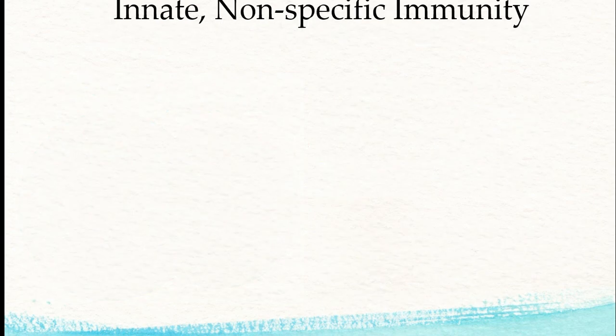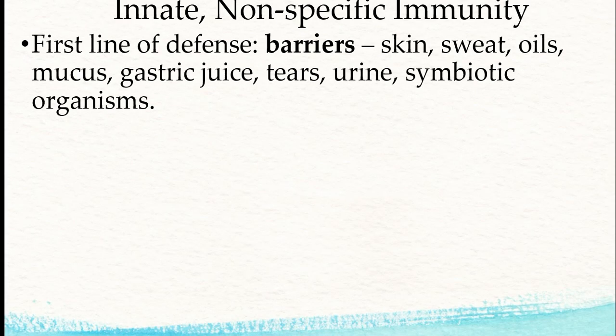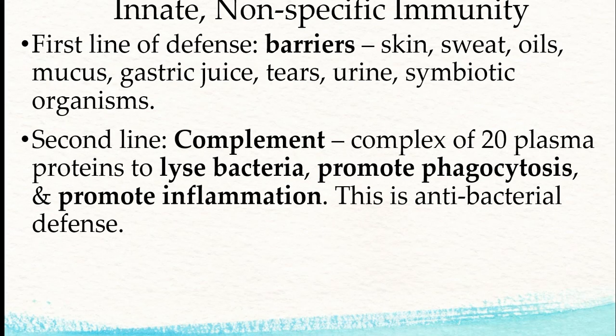All right, so innate, non-specific. Let's go back to the easy side, right? So the first line of defense, we have barriers: our skin, sweat, oils from our oil glands, mucus, gastric juices, tears, urine, symbiotic organisms in our gut, for instance. Our second line, we have this fascinating stuff called complement. We'll get a little more detail in just a minute. That's a complex of 20 plasma proteins. They will lyse bacteria, means to explode them. Promote phagocytosis, that means to increase the big eaters, right? The monocytes that will come in and just gobble up a bunch of little tiny bacteria. They also promote inflammation, which in this case would be good inflammation because it's bringing the blood cells there. It's basically an antibacterial defense.